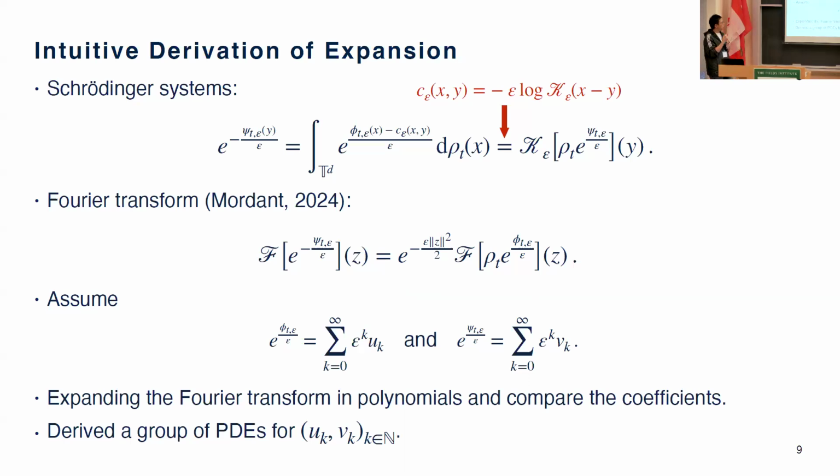Then we can compare the coefficients on the left-hand side and right-hand side to get infinitely many PDEs with respect to these coefficient functions U_k and V_k. So we can solve all of these PDEs to get all these coefficients and get the expansion of the exponential of Schrodinger potentials, and take the log and multiply by epsilon on both sides to get the Taylor expansion of the Schrodinger potentials when epsilon decreases to 0.